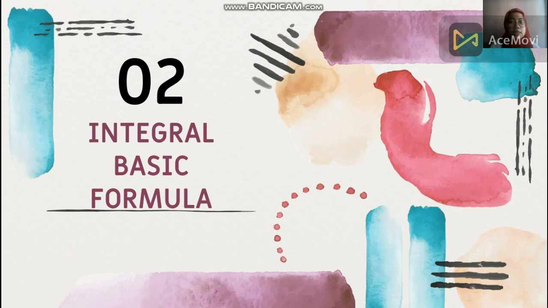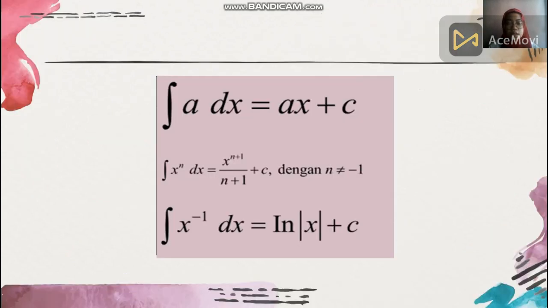2. Integral basic formulas. The indefinite integral of a is equal to a times x plus c. The indefinite integral of x to the power of n is equal to x to the power of n plus 1 over n plus 1 plus c, with n not equal to minus 1. 3. The indefinite integral of x to the power of minus 1 is equal to ln x plus c.